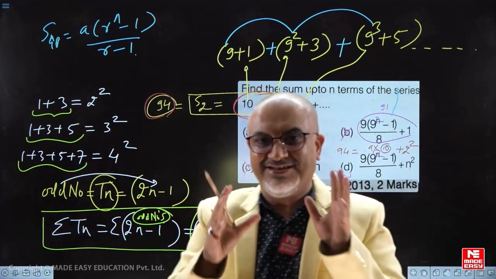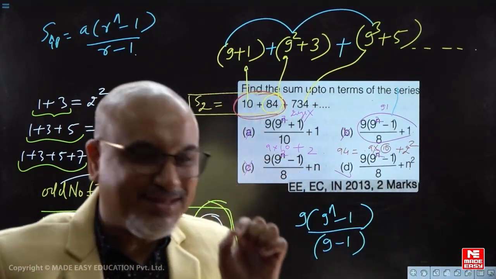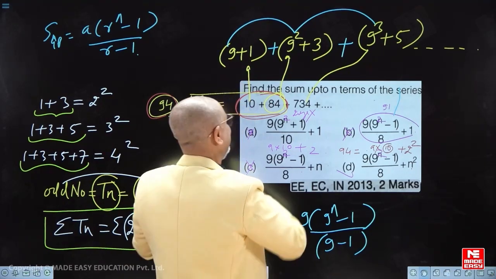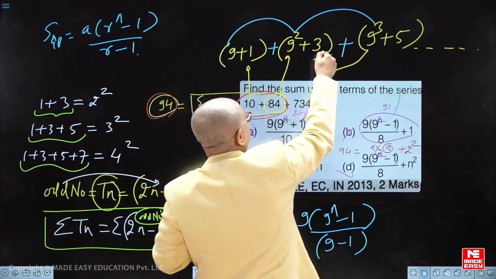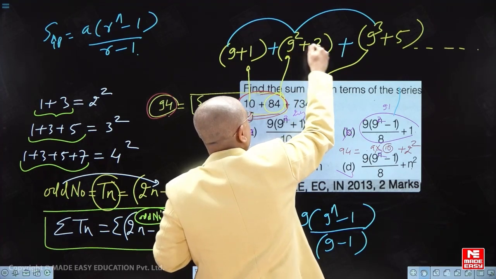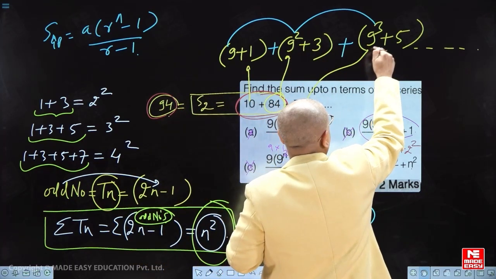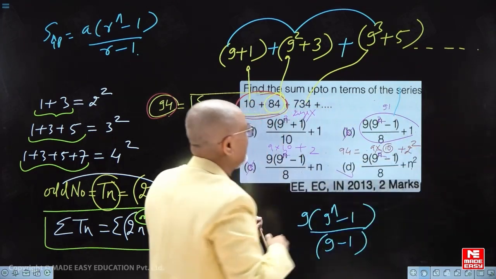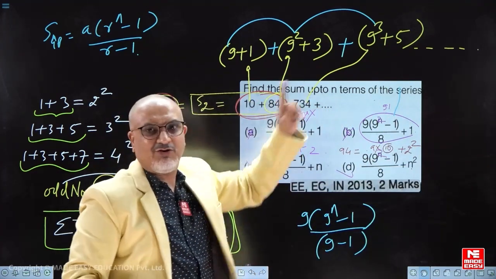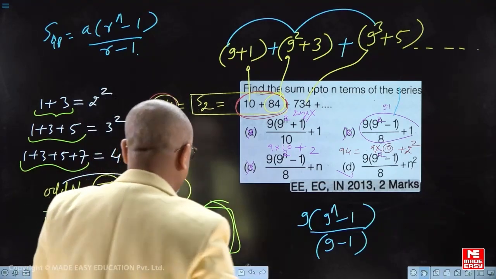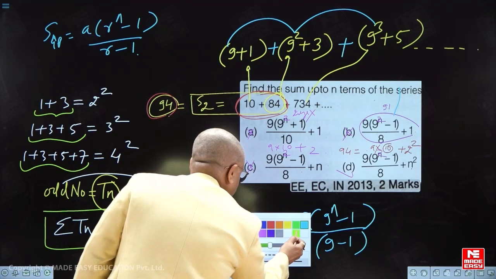Nobody was interested in this part, but we could have seen that 10 is 9 plus 1. 84 is 81 plus 3. And what is 81? 9 square plus 3. And 734 is 9 cube, 729 plus 5. And so on. So the part of the GP we are not interested in, but what actually is added, उसके बाद क्या ऐड हो रहा है वहां पे, वो अच्छे ढंग से देख लेते हैं.